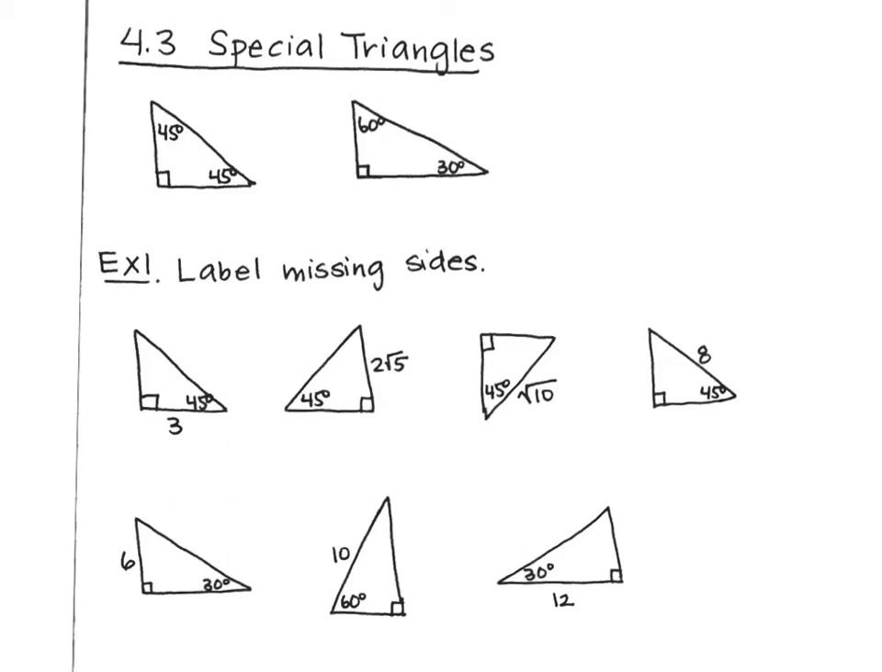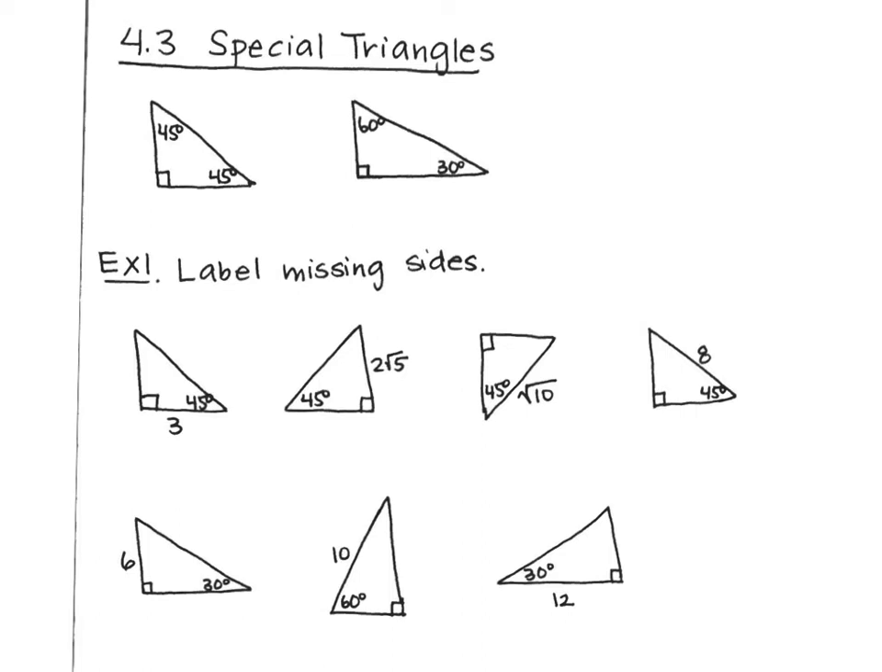For section 4.3, we're going to continue by reviewing special right triangles and then doing a little bit of right triangle applications using SOHCAHTOA. Okay, the two special right triangles are the 45-45-90 and the 30-60-90 triangle.